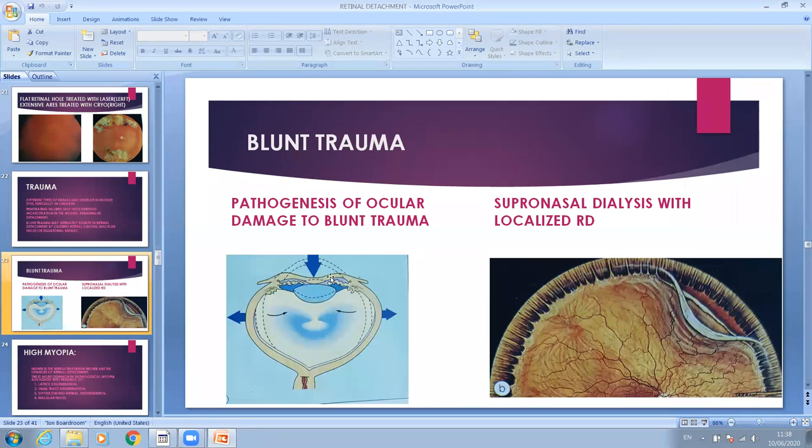If there is trauma to the anterior part of the cornea, it causes anteroposterior compression of the eyeball, which enlarges horizontally, and when it comes back it pulls the retina from the pigment epithelium and results in detachment. Sometimes a large area of the retina can be pulled away, giving rise to supranasal dialysis.